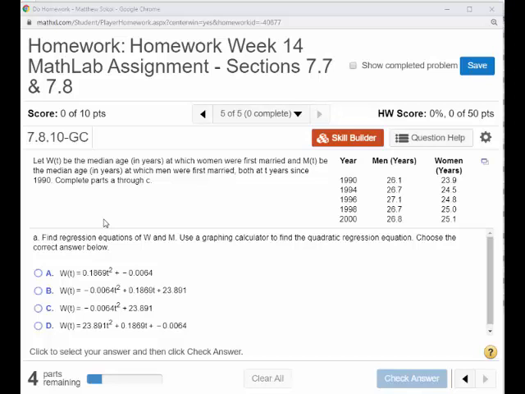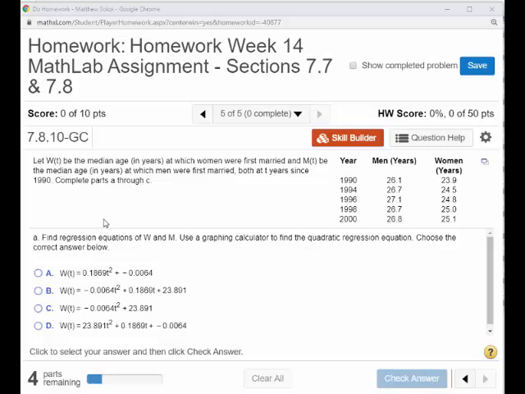Hi class, what I want to do in this video is show you again how to use your graphing calculator to help you solve one of your homework problems. All I want to do in this video is get the problem set up for you, and then at that point I'll let you solve the remaining parts of the question. But here's how the question works.